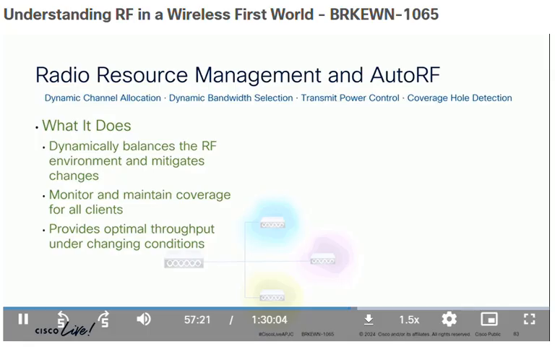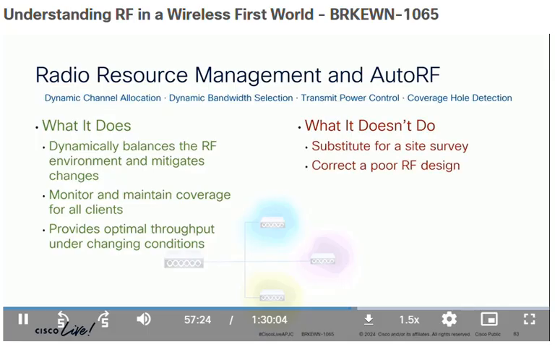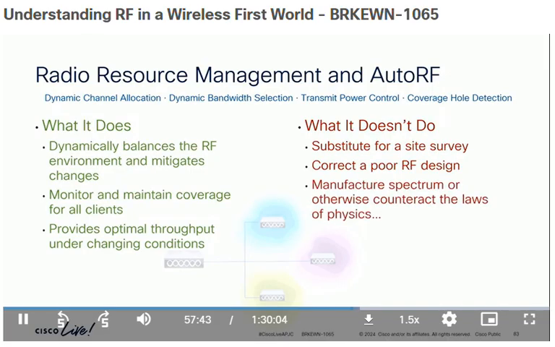It's equally important to understand what we are not doing. We are not substituting for a site survey or correcting poor RF design. If you take an access point and you mount it pointing right at a metal air conditioning duct, there is no math in the world that's going to make that work right. Okay, so the number one rule of algorithms like this is to remember it does not manufacture spectrum or otherwise counteract the laws of physics. If you have a very poor design, this will optimize the hell out of it and you'll still have a very poor outcome. So it's really important that this does not allow you to take any shortcuts in what you're doing.